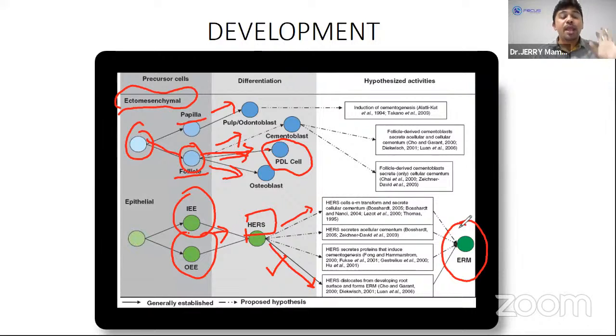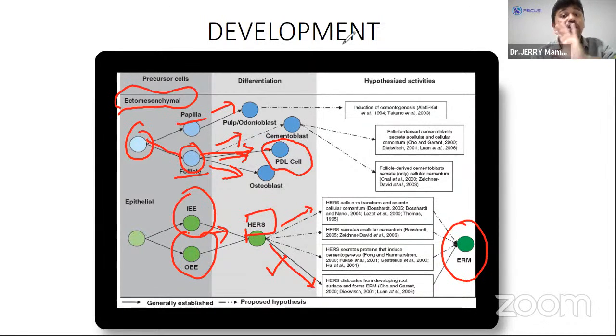Very good. So this chart is like a basic outline for you. Anytime you have confusion, you go back to this chart. And once you learn this chart by heart, any question you get from development, you will be able to answer. So I hope for PDL, we know where it is coming from. It is coming from the dental follicle. What is the origin of dental follicle? Ectomesenchymal origin. Okay, very good.